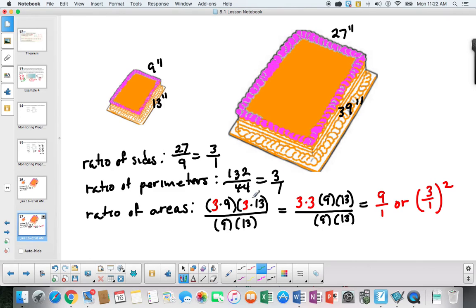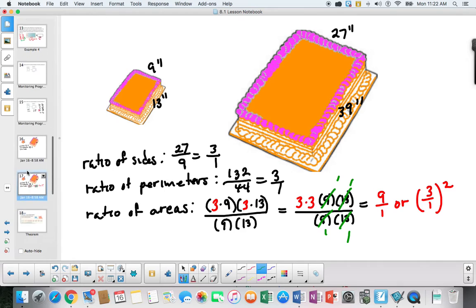Now, I'm going to multiply the area of 27 times 39, but I'm going to do it in an interesting way. I'm going to say 3 times 9, which is 27, and 3 times 13, which is the 39. And then the area of the small cake is 9 times 13. Now, before multiplying everything out, I'm going to take the two 3's and pull them out here, so associate them in the front, and then 9 times 13. Now, you're going to see that I can do some reducing. And when I reduce, I'm going to get a ratio of 9 to 1. So the ratio of the areas is not the same as the ratio of the sides or the ratio of the perimeters. In fact, it's the square.